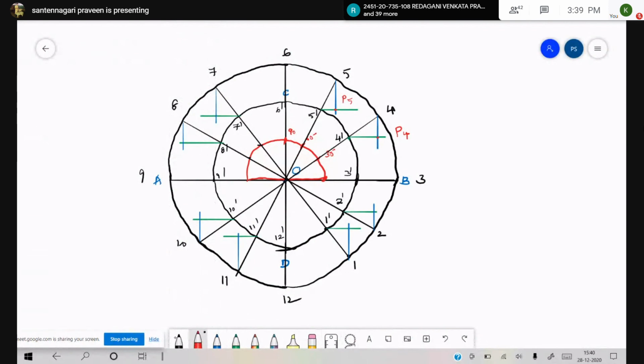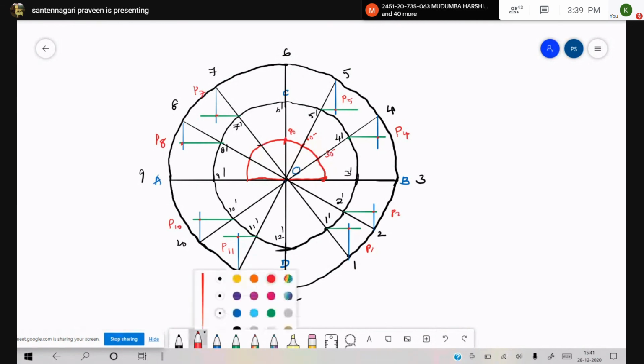So this point becomes your P2, this becomes your P1, this is your P11, this is your P12, this is your P13, this is your, sorry, this is your P10. This is your P8. This is your P7. They have come, right? Now what next?